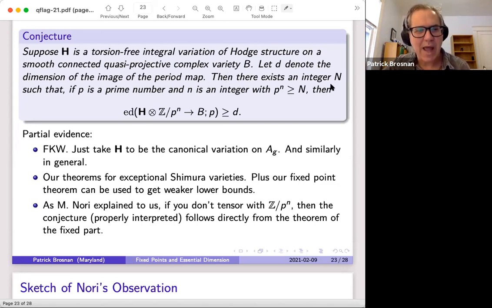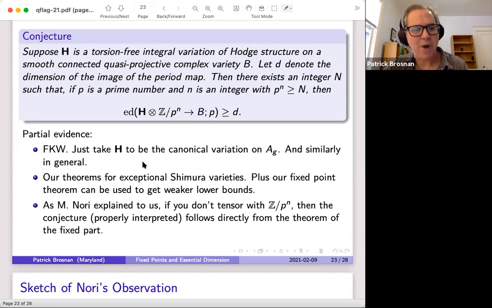Then there exists some integer N such that if P is a prime number and little n is an integer with P to the N bigger than or equal to big N, then the essential dimension of H tensor Z mod P to the N over P. Once I tensor with Z mod P to the N, this is basically a variety, a finite cover of B. So the essential dimension of that at P is at least D. Roughly speaking, the essential dimension of the variation, when you tensor with Z mod P to the N, is at least the dimension of the image.